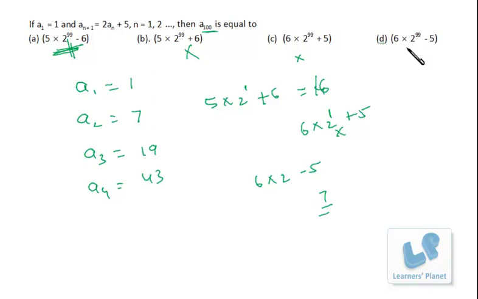But for assurance, let's try for A3 also. So it's 6 into 2 raised to 2 minus 5, that is 2 2s are 4 into 6, 24, minus 5, 19, and we are having the value of A3 as 19. So definitely this is the correct choice. Do not try to find out any formula for the expression. It will take a lot of your time, and you know that time is the biggest restriction in any competitive exam. I hope you are clear with the method.